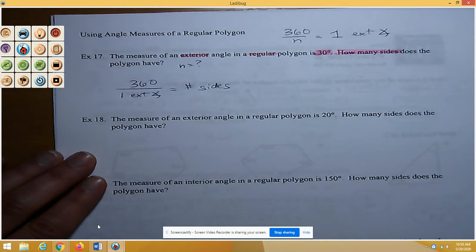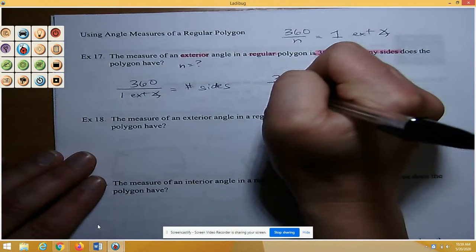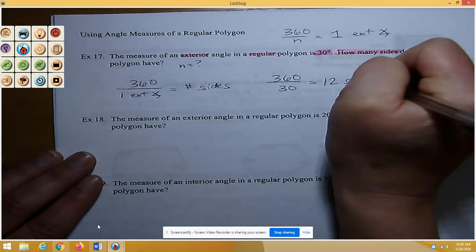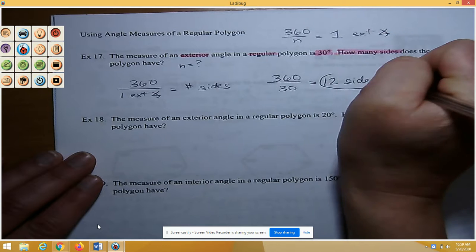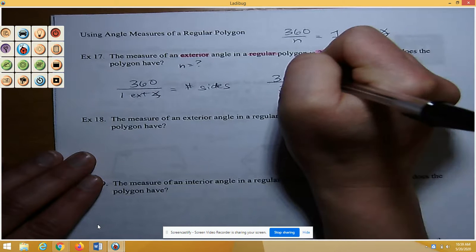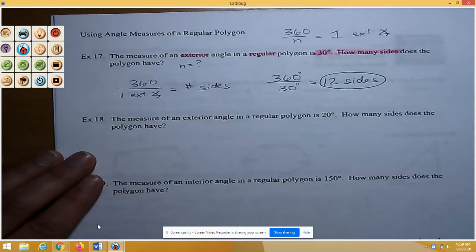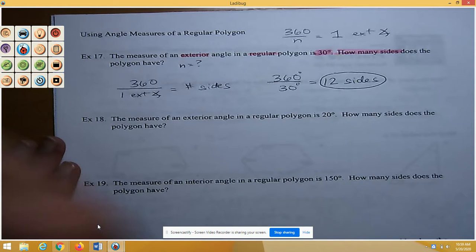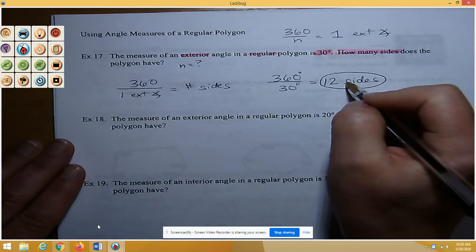So you're given one exterior angle. So I'm going to do 360 divided by 30, and you're going to get 12. And that tells you you have 12 sides. So I do like to label these. If you get confused, it helps you to remember what's a degree versus what's a side. And if you reverse it, 360 divided by 12 will give you the 30 degrees. So you can go either way.